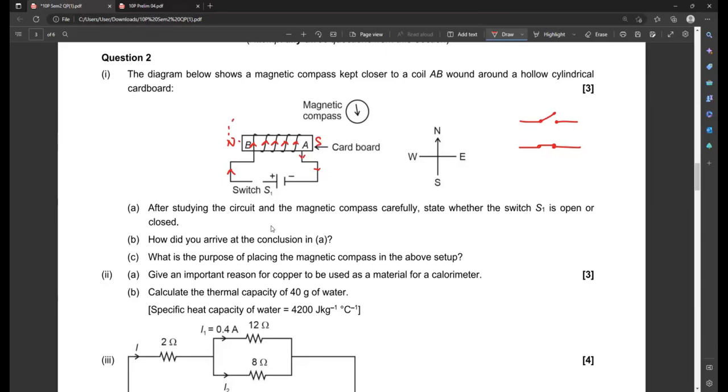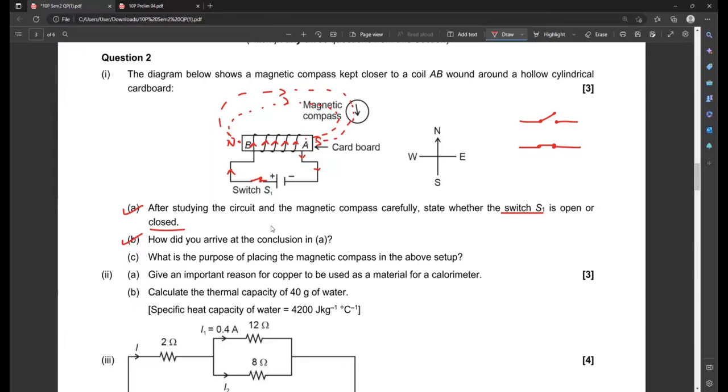So the magnetic field lines that will be formed will be like this. Therefore the compass needle, you can see, is pointing in that direction. The compass needle is pointing such that the magnetic field exists over there. So we can say that the switch is closed. The switch S1 is closed. That means the current is indeed flowing. So how did you arrive at that conclusion?